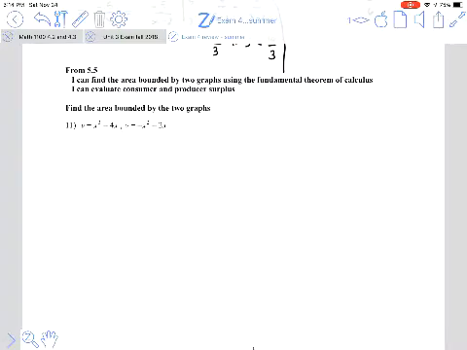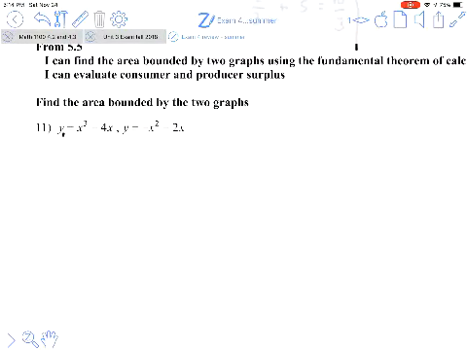All right, section 5.5 is an extension really of 5.4. We're still using the fundamental theorem of calculus to find the area, but this time the area is bounded by two graphs. So the first thing we need to find on number 11 are the intersection points of the graphs. Where does this first one, I'm going to call this y1, intersect with y2? A quick way of finding that is to set the two functions equal to each other, and then solve for x.